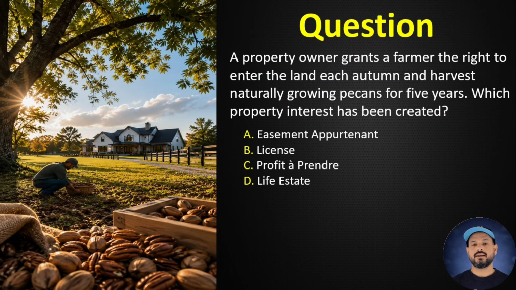Question number 1. A property owner grants a farmer the right to enter the land each autumn and harvest naturally growing pecans for 5 years. Which property interest has been created? A. Easement appurtenant. B. License. C. Profit apprendre. D. Life estate. Correct answer C. Profit apprendre. A profit apprendre allows someone to enter land and remove natural resources.